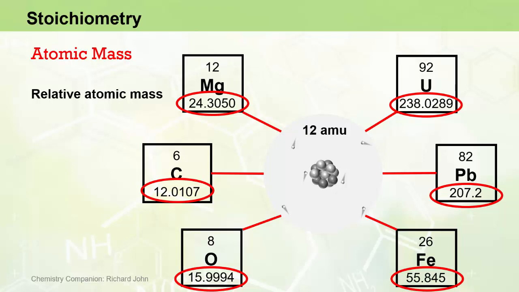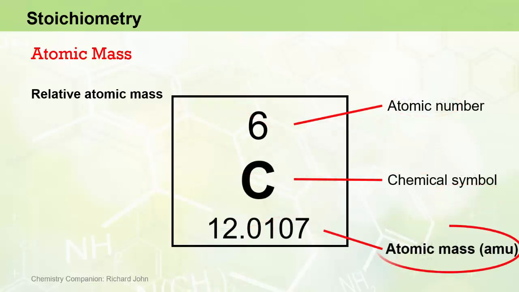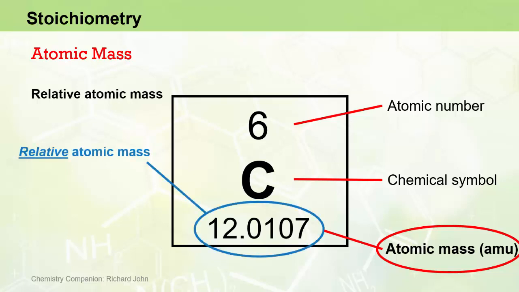take on some meaning. The number under the element in the periodic table is referred to as the atomic mass, and as we've just noted, the units are expressed as atomic mass units. In reality, however, it should be called the relative atomic mass because that mass is actually relative to the mass of a carbon-12 atom, which we have assigned as having a mass of exactly 12 atomic mass units.